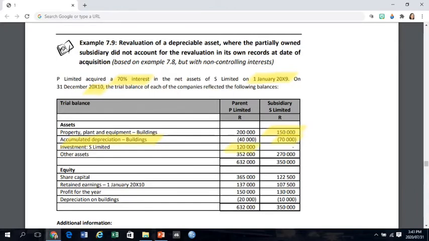The share capital of S is 122,500. I have my retained earnings opening balance as 107,500 Rand. I have profit for the year of the subsidiary of 130,000 Rand, and please just note that depreciation on buildings, which will be included in profit for the year, is listed as a separate line on this trial balance.